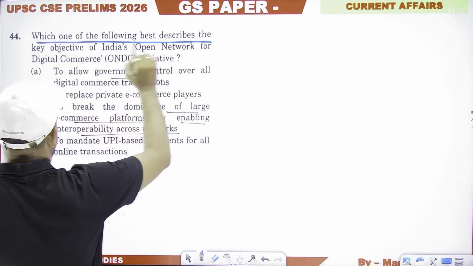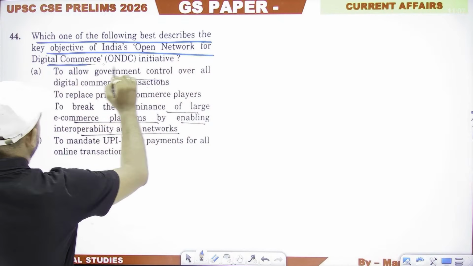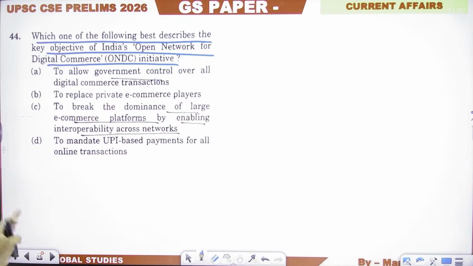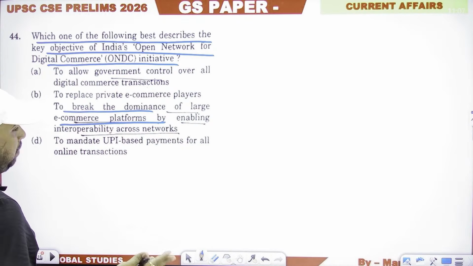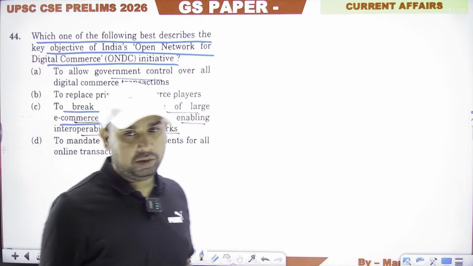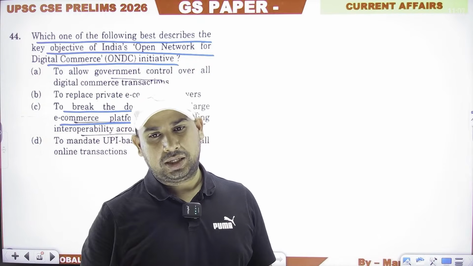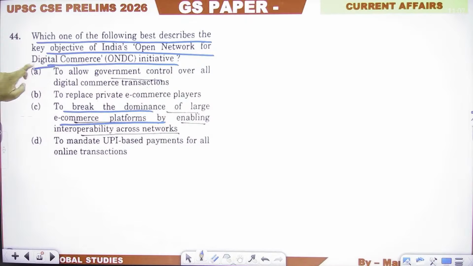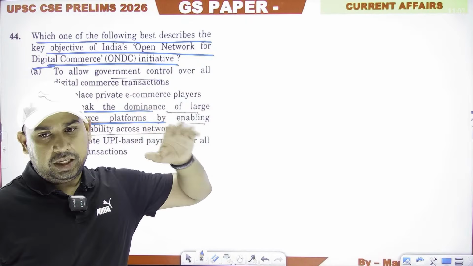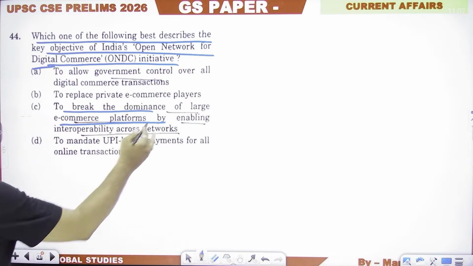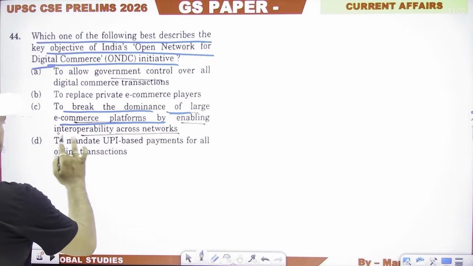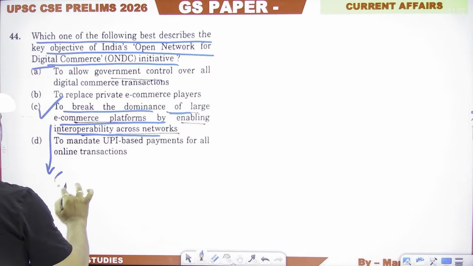Which one of the following describes the key objective of India's Open Network for Digital Commerce initiative? The main objective of the Open Network for Digital Commerce is to counter the big giants, to break the dominance of large e-commerce platforms like Amazon and Flipkart. These big platforms are curbing the local markets. So for that, the Indian government has started the Open Network for Digital Commerce for local vendors, who can also be associated with e-commerce websites. The main purpose is to break the dominance of large e-commerce platforms by enabling interoperability across the network. It means that C is the right answer.